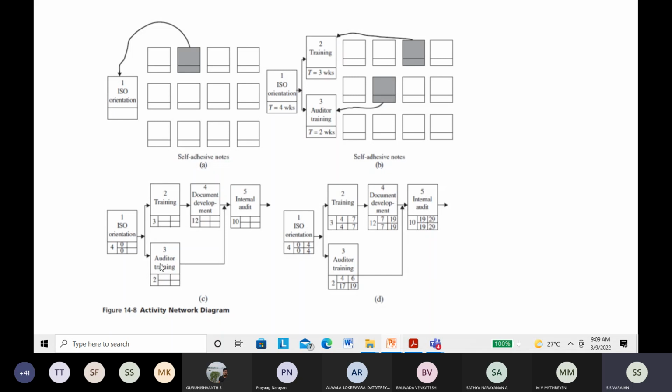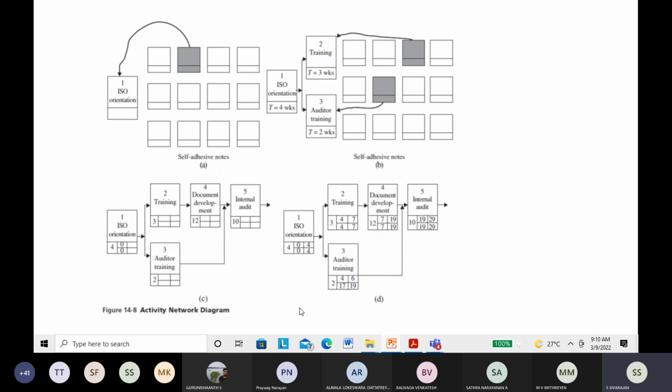And please understand, some of them can be done simultaneously. For example, first ISO orientation they will do for 4 weeks, and then training and auditor training. Training and auditor training we can do for 3 weeks. And then document development will take 12 weeks, and finally the internal audit will take 10 weeks. So here we can have the early start time and the late start time. Finally, by the 29th week, everything should be completed. So basically, there are 2 routes here.